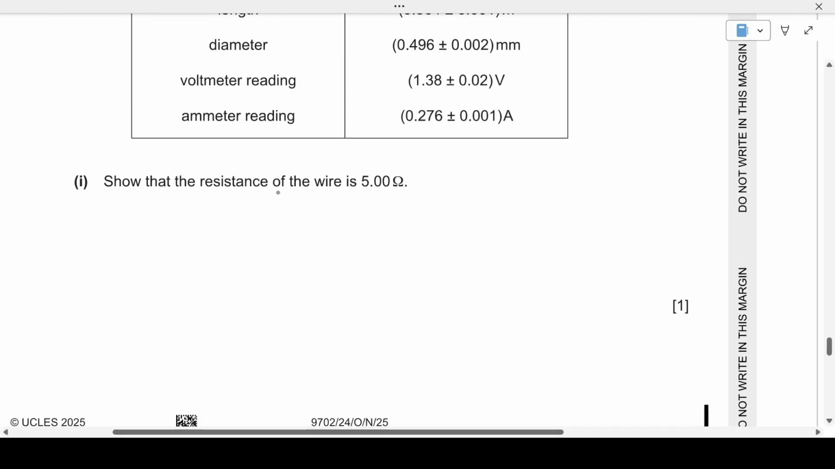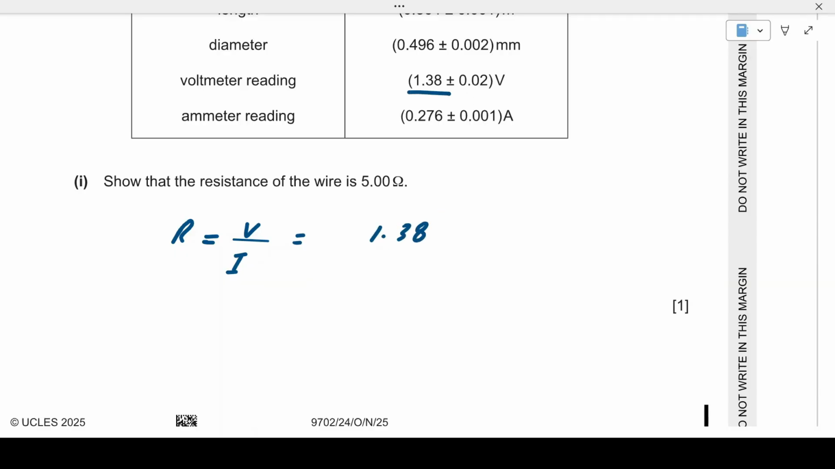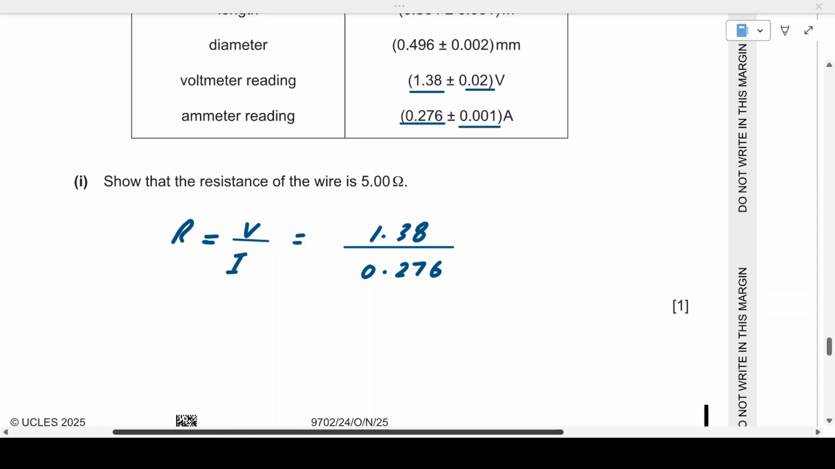Okay, show that the resistance of the wire is 5. R equals V over I. What is the voltage? 1.38. This is the voltage. That is the uncertainty in the voltage. This is the current, and this one is the uncertainty in the current. So we might be needing to use the uncertainties in the following parts. 0.276. Okay, let's hit it on the calculator.